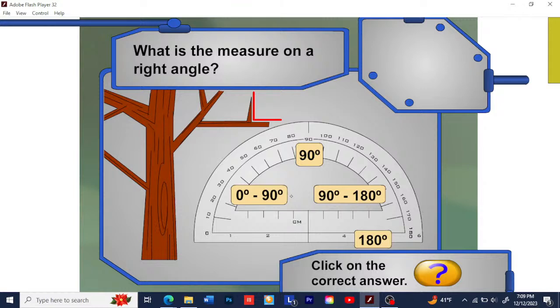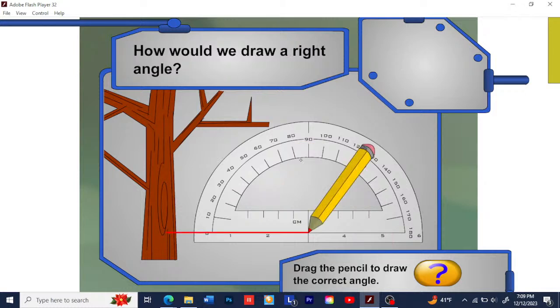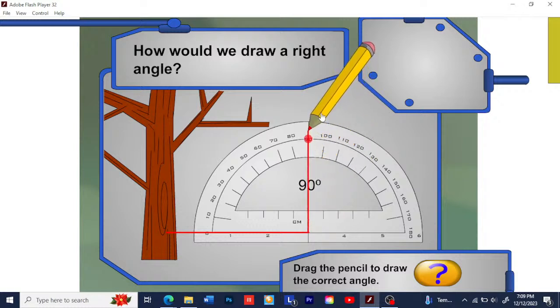Let's look at another branch. I think this one may be a right angle. What is the measure for a right angle? Right. A right angle measures 90 degrees. Hey, could you draw a right angle?